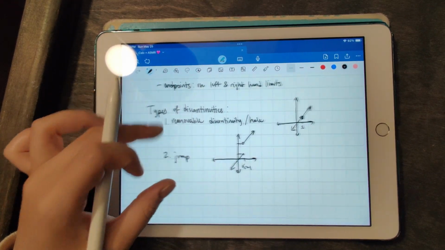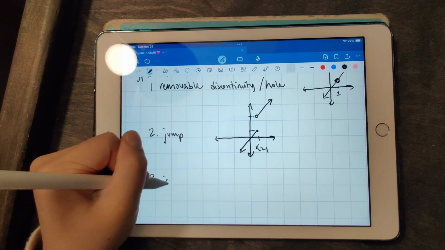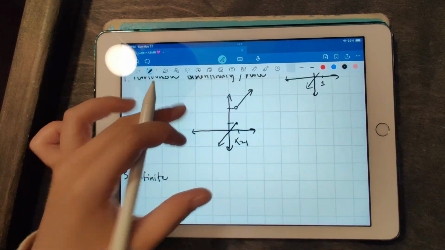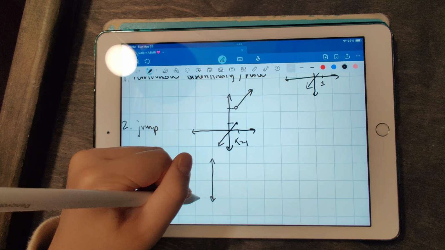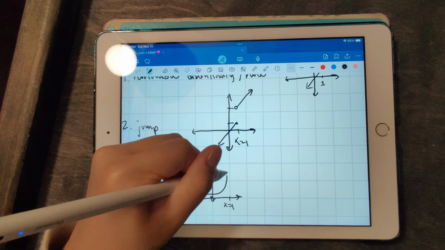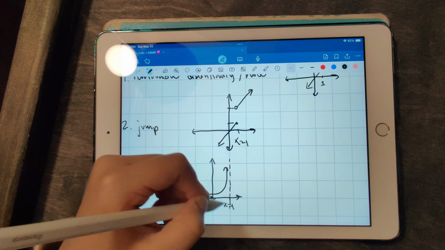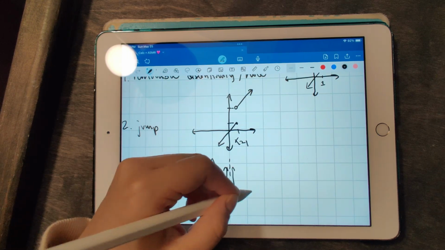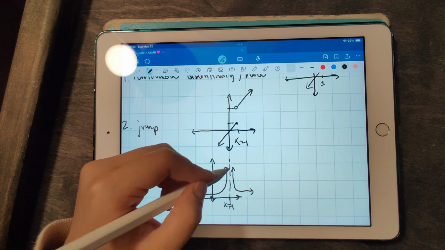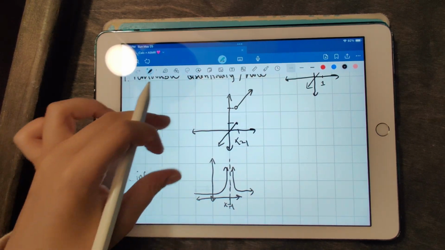Next what we have is an infinite discontinuity. When you think of infinite, just think infinity. So this would be something like, let's say this is x equals 1. It would be if a graph is like this, and there's a vertical asymptote here. As x approaches 1 from either side, f of x approaches infinity. And you would call that an infinite discontinuity.